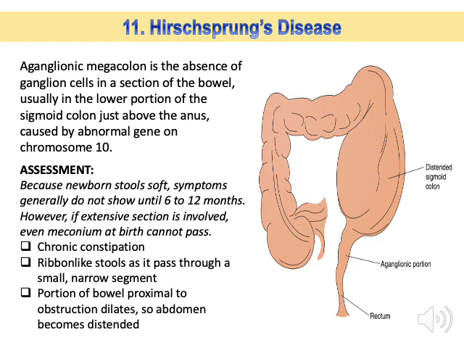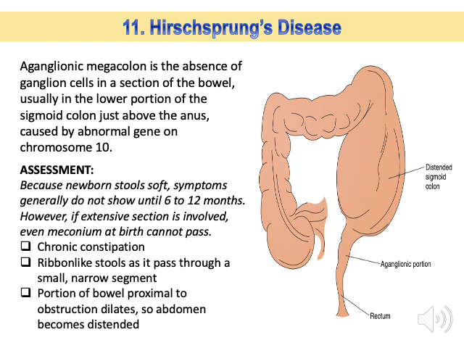Hirschsprung's disease is also called aganglionic megacolon. It is the absence of ganglion cells in a section of the bowel, usually in the lower portion of the sigmoid colon just above the anus. This is caused by an abnormal gene on chromosome 10. The absence of these nerve cells means that there are no peristaltic waves in this section of the bowel.